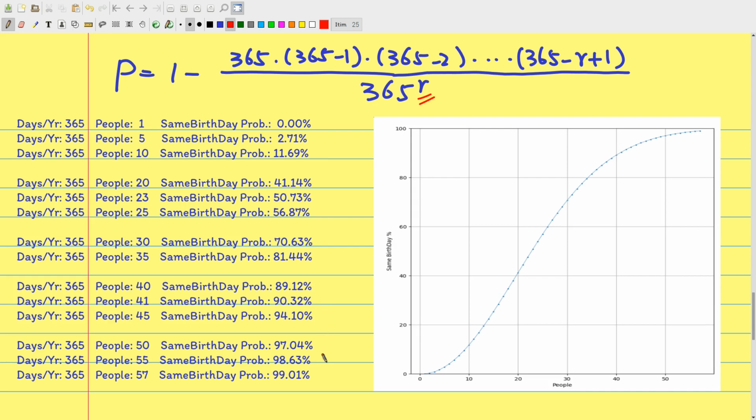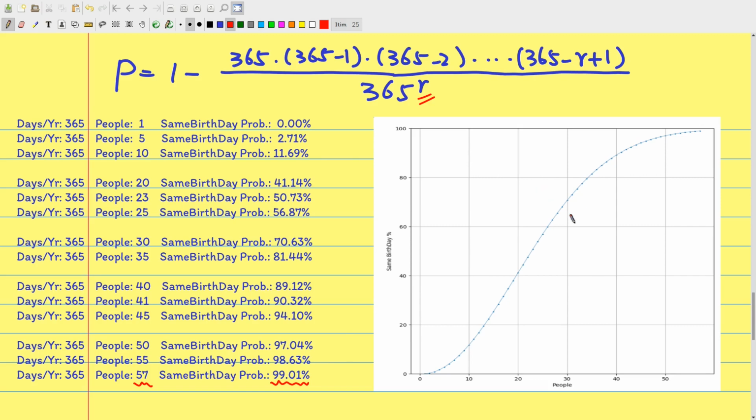Keep going. So let's imagine how many people in the same room we need to have 99% chance of seeing at least 2 people with the same birthday. 57. That means 99%. You don't need so many people, you don't need over 300 or 350 people to see that happen. 57 people should be enough for you to find at least 2 people with the same birthday.